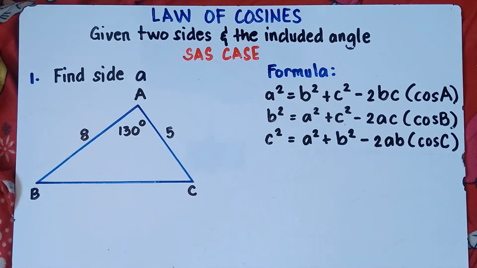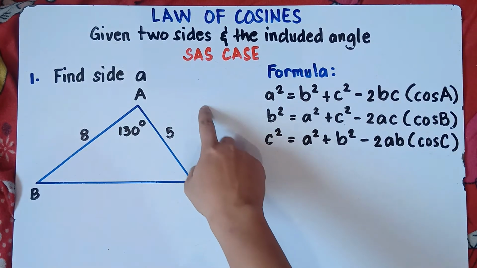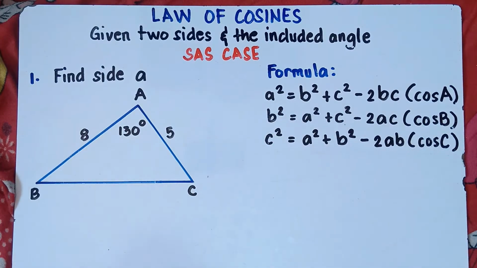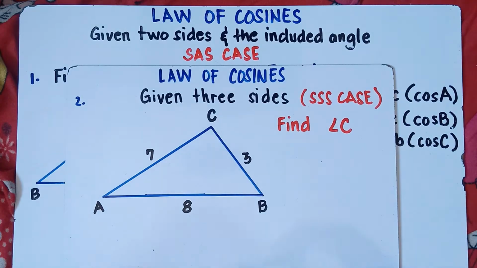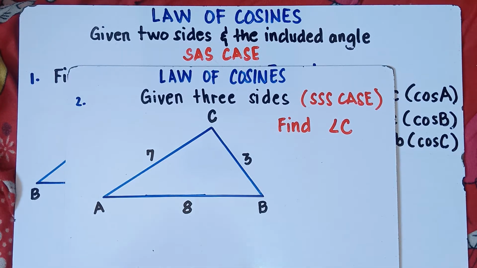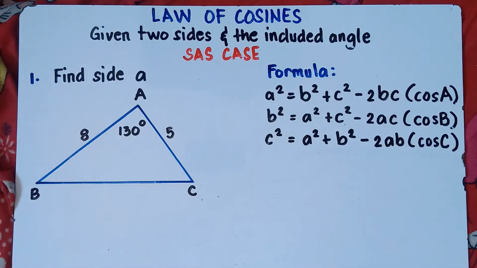Our topic for today's class is all about the law of cosines. Without further ado, let's do this topic. For the law of cosines, you can only apply it if you are given two sides and the included angle. We call this the SAS case. You can also apply the law of cosines if you are given three sides, and we call this the SSS case. We will have two examples for you to really understand the law of cosines. Let's start with number 1, find side A.